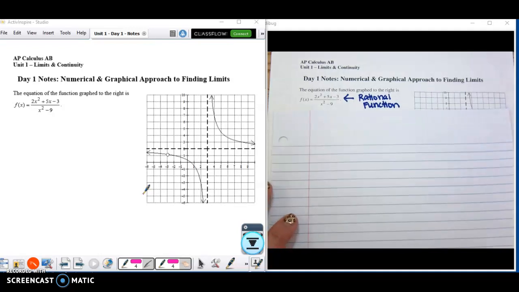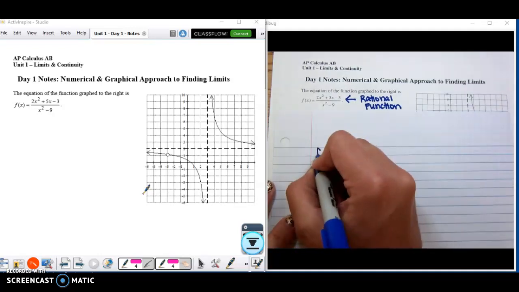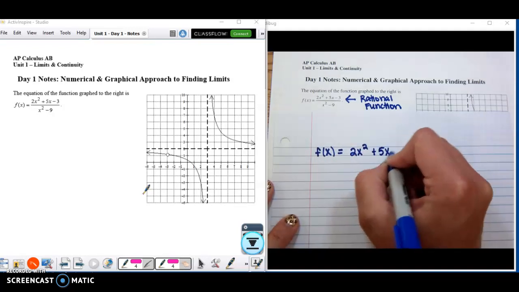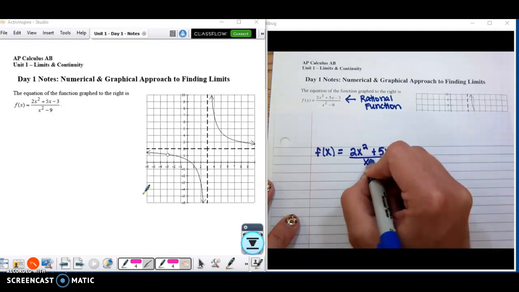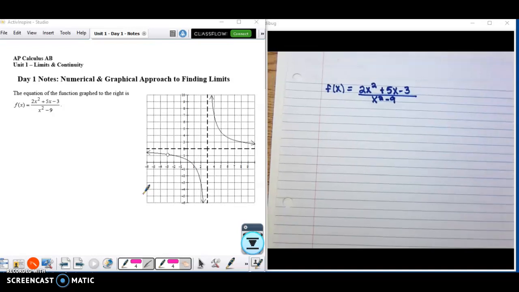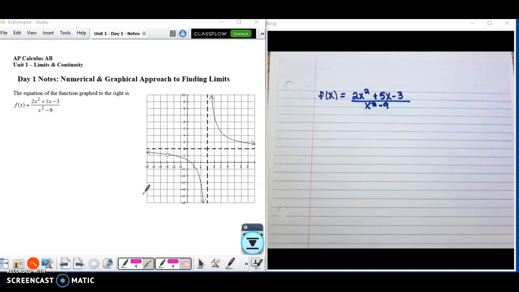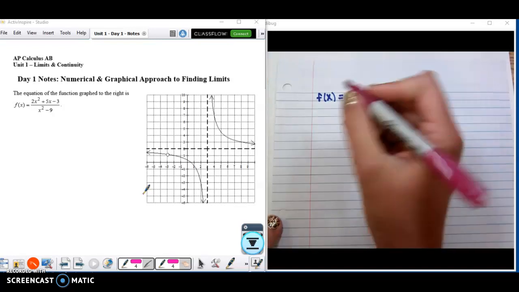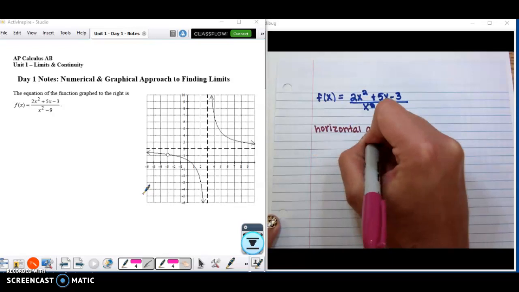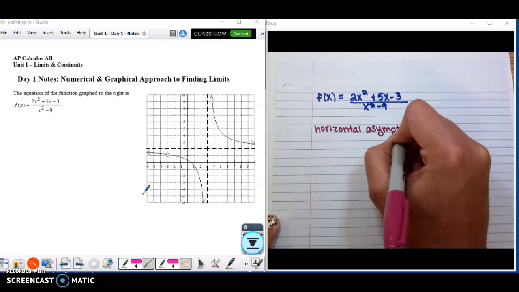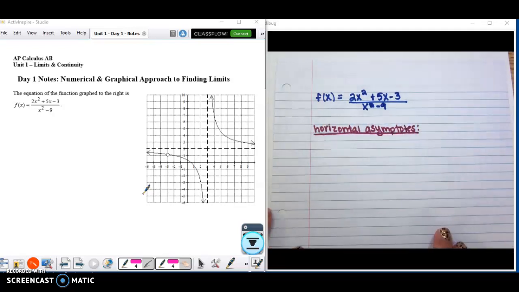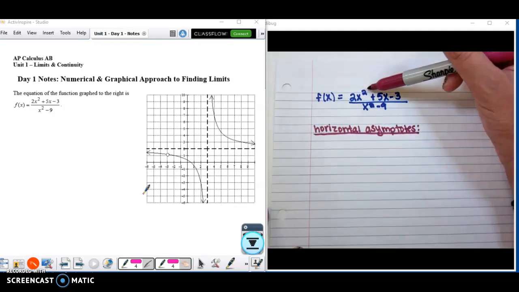So we're going to start, just write this back down. Okay, first thing I want to take a look at is how do we get horizontal asymptotes from a rational function. So, to look at horizontal asymptotes, you look at the degree of the original function. So we're going to do this before we do any factoring, that way we don't mess anything up. So the degree means the highest exponent.